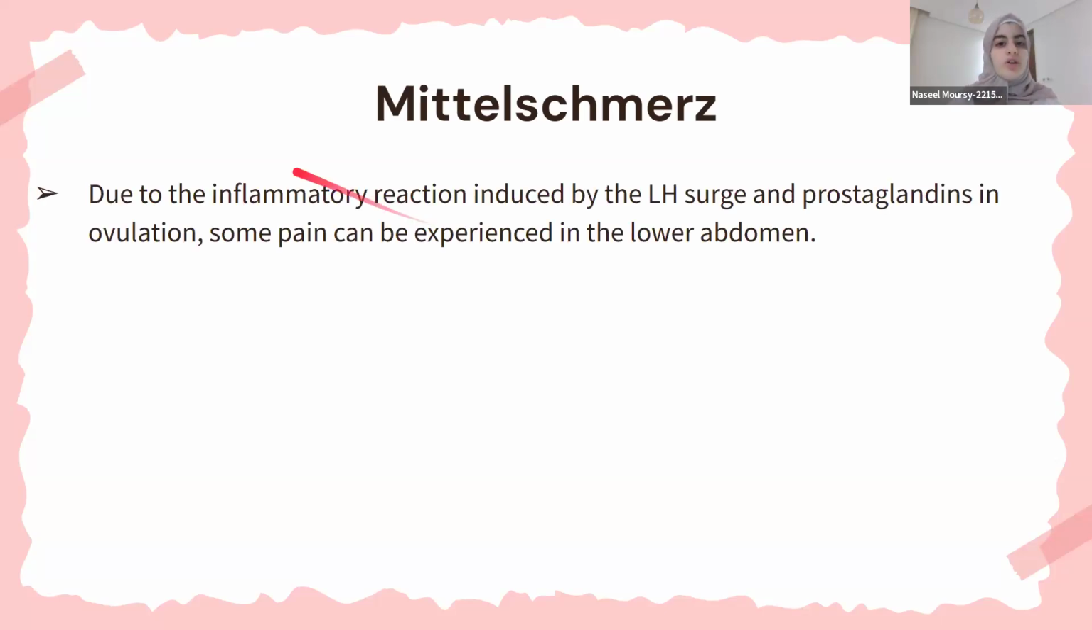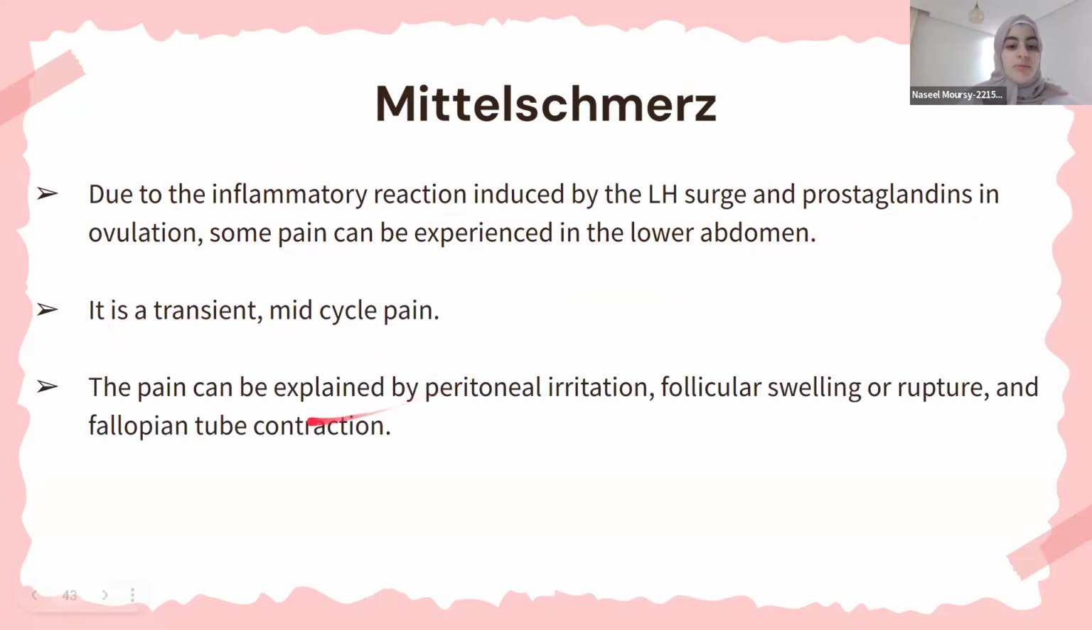Okay, so due to the inflammatory reaction induced by the LH surge and prostaglandins in ovulation, some pain may be experienced in the lower abdomen. Now, prostaglandins, remember, can be inflammatory. It is a transient mid-cycle pain. Pain can be explained by peritoneal irritation, follicular swelling or rupture, and the fallopian tube contraction. It can mimic appendicitis. Okay, now this is for the two clinical things you guys are required to know.